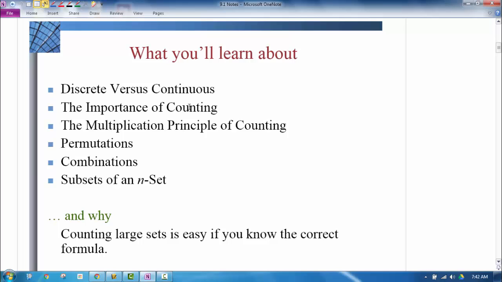The importance of counting the book also talks about. So if we talk about the probability of an event happening, we need to also look at the probability the event happens randomly on its own. So that's kind of what we're looking at today, the probability that an event happens randomly. All right, we'll also look at the multiplication counting principle, permutations, combinations, and subsets.